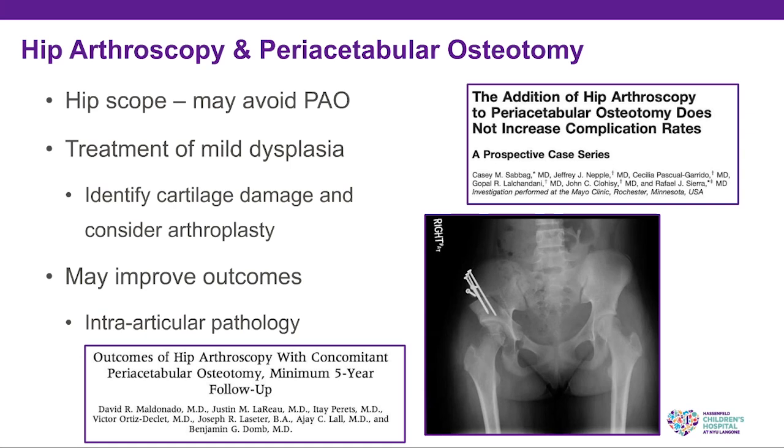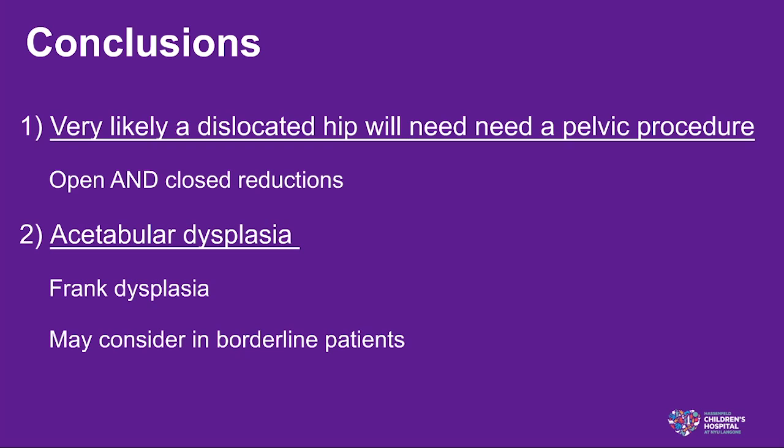A final thing is I mentioned the fact that you can get FAI in the pediatric population, both after the Pemberton and the Salter. Certainly, if you reorient using a PAO and you increase areas of coverage, but you might have a little bit of cam impingement, you might actually create increased areas of loading, and that may be something that you might be able to address at the time of doing that procedure.